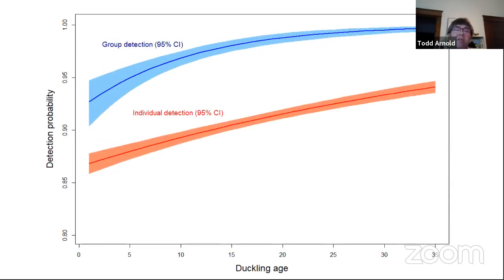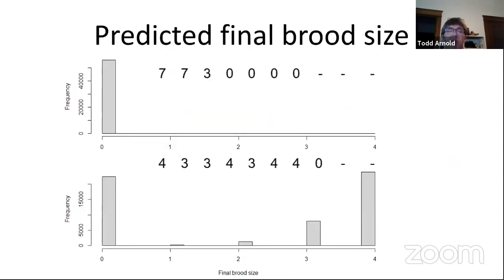Detection probability also increases with age. We have a much higher probability of seeing at least one member of the group, but when they're very young, they're hard to see. And so sometimes we have complete detection failures of everybody in the group, especially when they're young. And I want to go back to those two problematic broods.